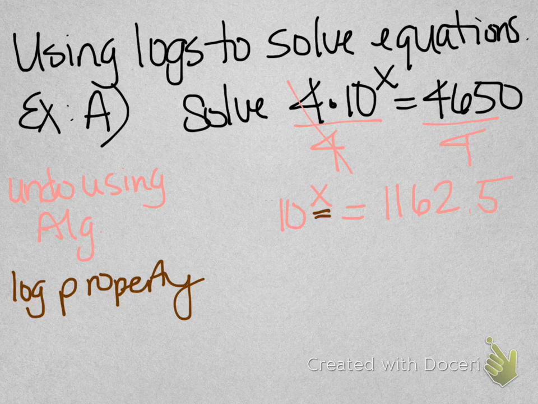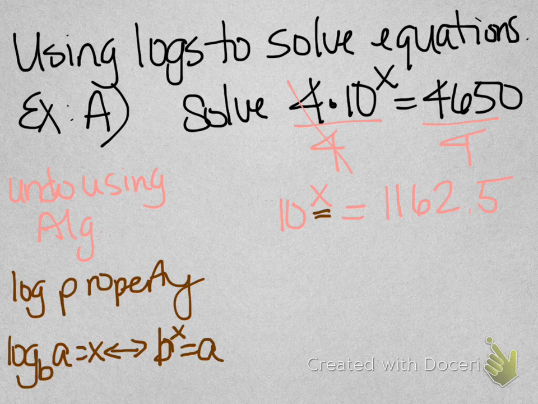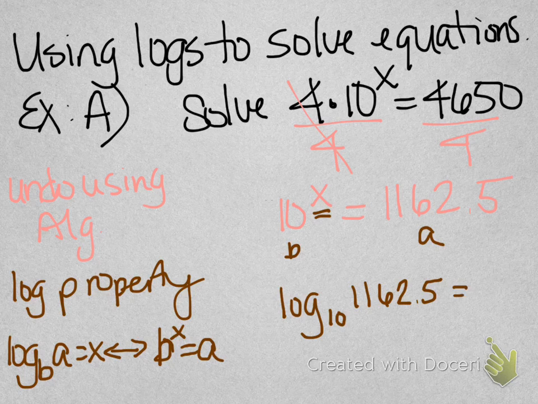Remember, the log property says that log base b of a equals x, and that's interchangeable with b to the x power equaling a. So here I have b to the x power equaling a. So I'm going to rewrite that as log b, so b is 10, so base 10 of a, which is 1162.5, is equal to x.